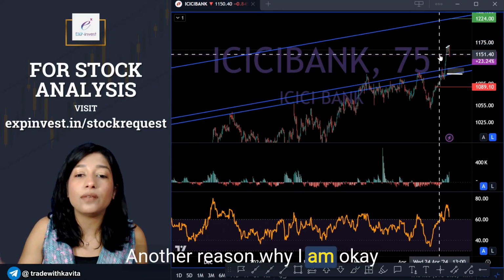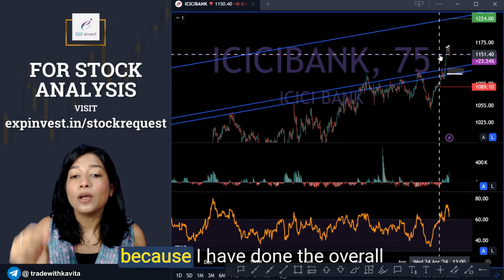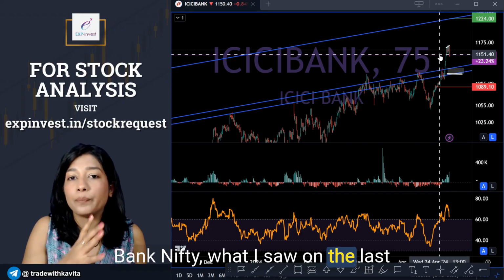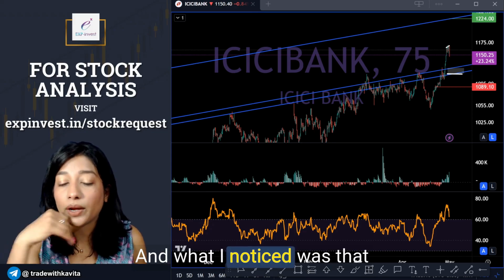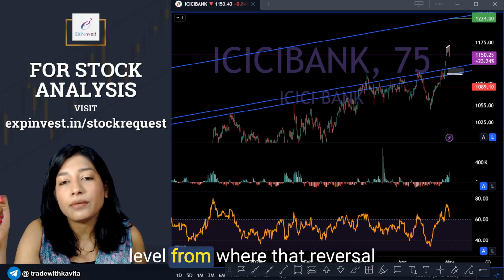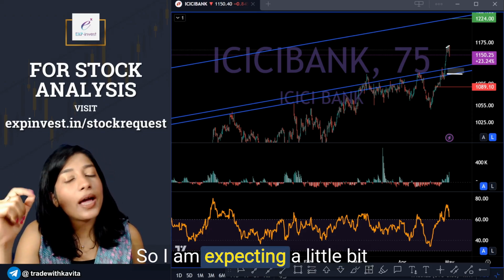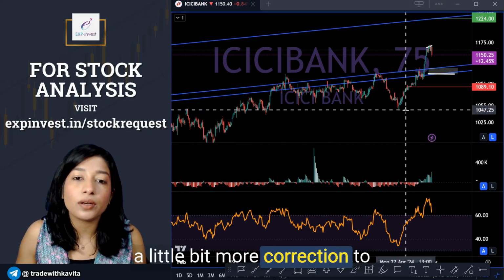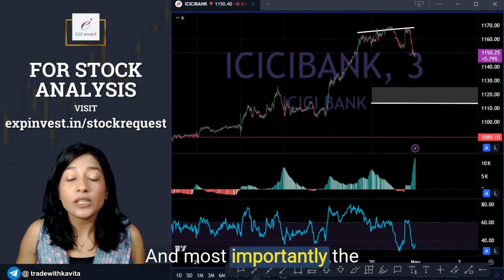Another reason why I am okay with setting a potential entry at a slightly lower level is because I have done the overall market analysis. On Nifty and Bank Nifty, what I saw on the last working day, that was yesterday, Tuesday's day end, was that Nifty gave a sharp reversal. And if you look at the resistance level from where that reversal came, it was exactly 22,775. So I am expecting a little bit more correction to follow in Nifty. If that happens, we can expect a little bit more correction to come in banking stocks as well, in other financial sector stocks, and most importantly, the 3-minute time frame.